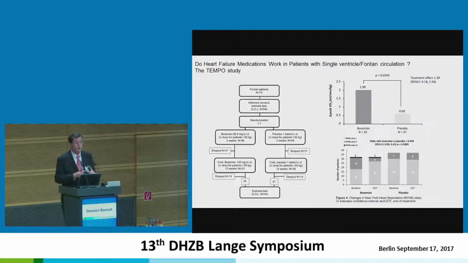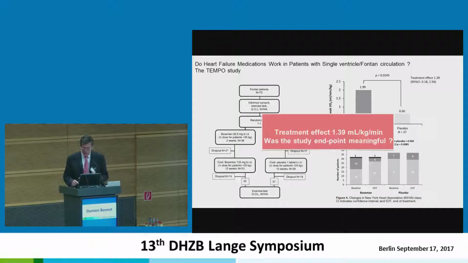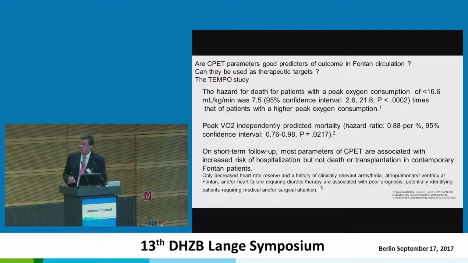And it also shows an improvement in WHO functional class. But my question is, the treatment effect is 1 ml per kilo per minute. So, okay, the trial is powered, but what does it mean for a patient to have a 1 ml per kilo per minute improvement in VO2? So, positive study, Circulation, but maybe it does not mean anything.